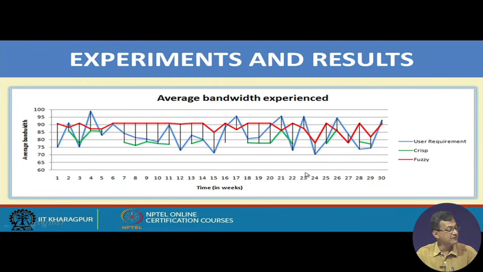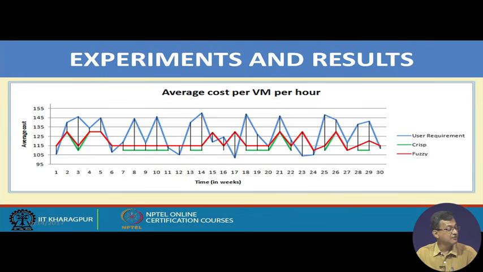Similarly, this is for average bandwidth. Again, blue is the user requirement, red is the fuzzy, and green is the CRISP broker. Here also we can see that it is better than the CRISP broker. Similarly, for average cost per VM per hour, over a scale the fuzzy gives a better result.